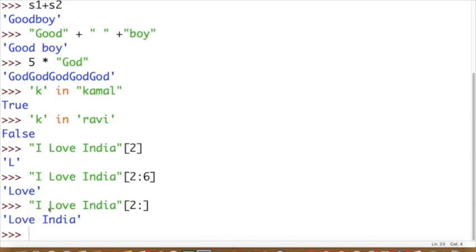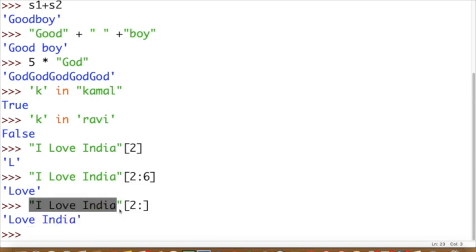Now, let us understand this by counting the values. So, the starting index is 2 and the ending index is not mentioned here, so we have to go up to the last letter A. So, this is the output, love India, right? Now, let us go for the next example.